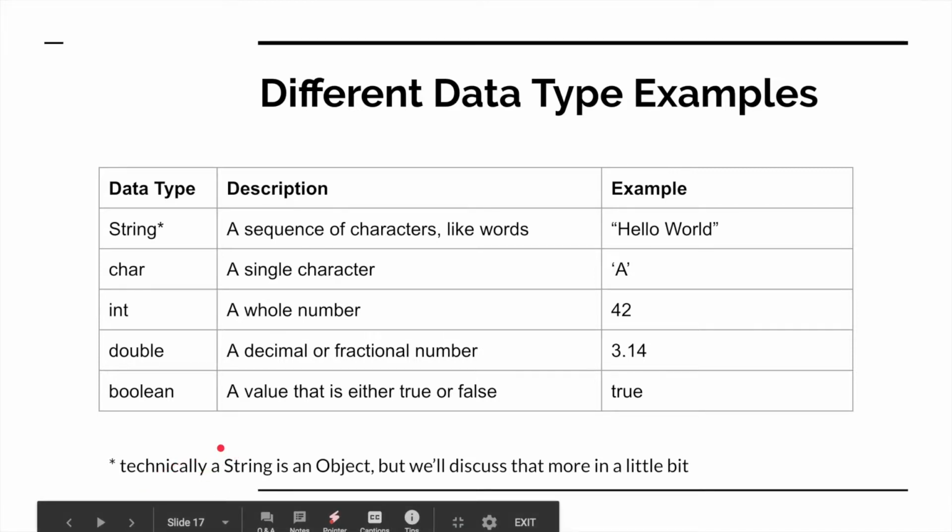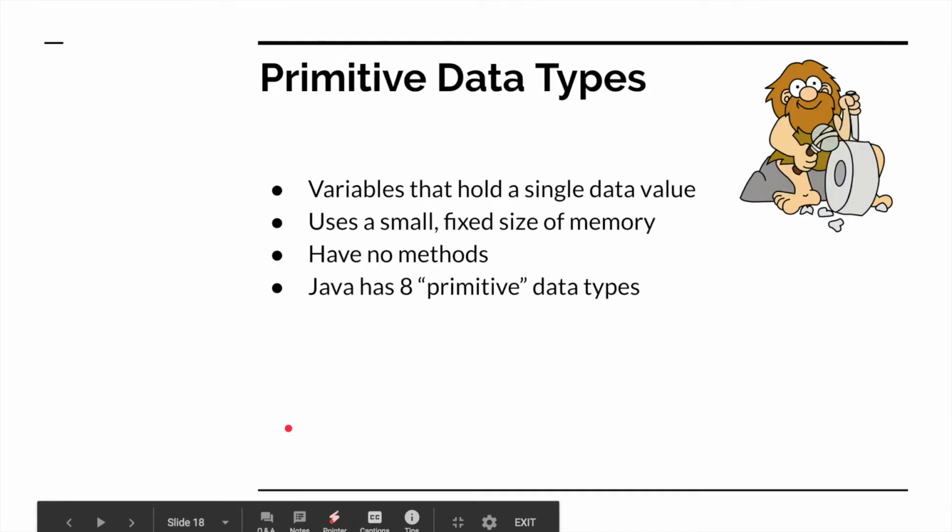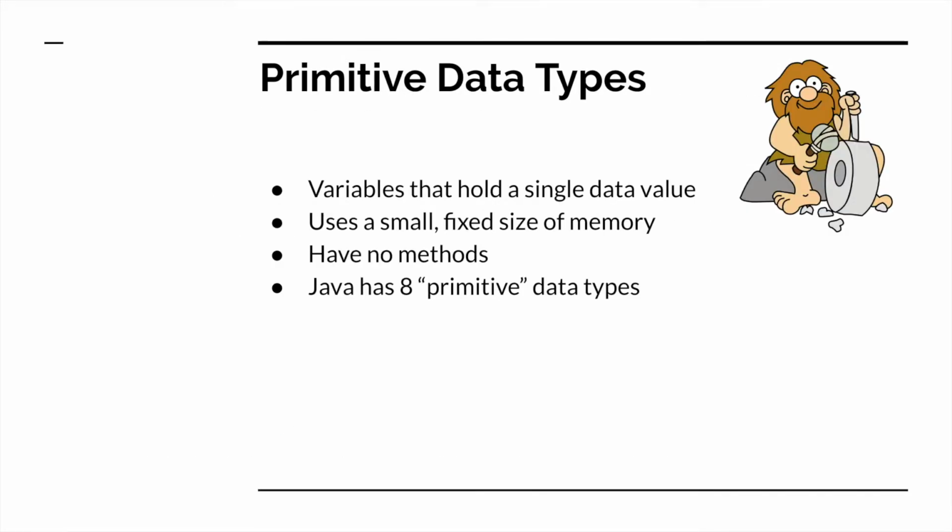And then a little note on the string data type. It's technically an object, and we will get more into that in the next slide right here. There are essentially two types of data types within the Java programming language. There is one type, which is called primitive data types, and then the other type is essentially everything else. It's essentially all the classes and objects and even wrapper classes, and we will get into a little bit what that means in the next lesson.